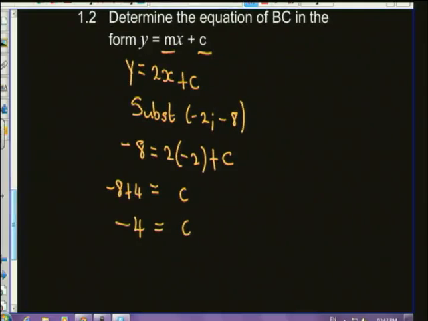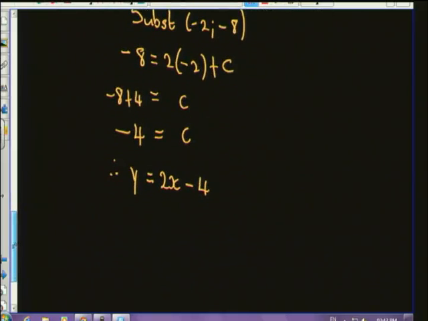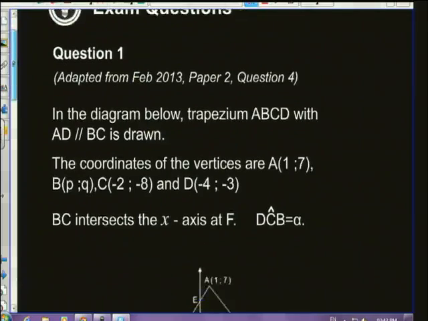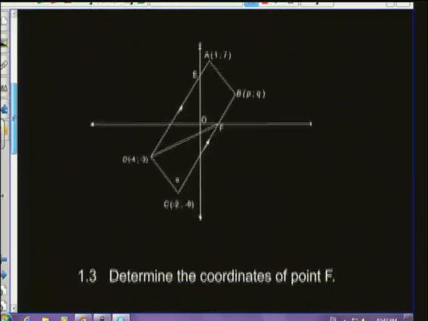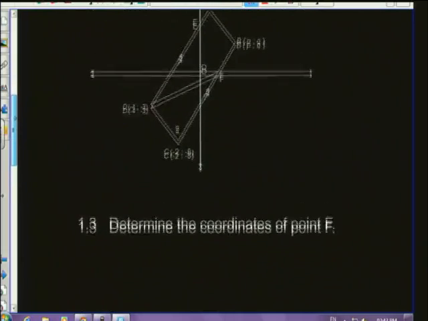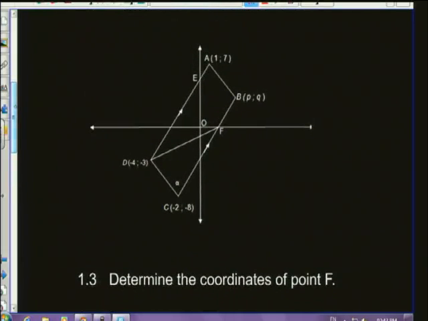I can put it all back together now to give the equation of BC. We can conclude that y is equal to 2x minus 4. Question 1.2 answered. Right, let's move on to the next question. Still based on the same sketch, they say now determine the coordinates of point F. Point F is that point there.